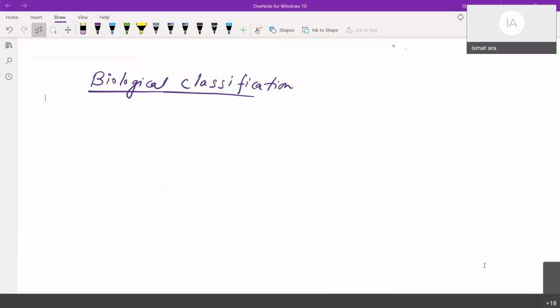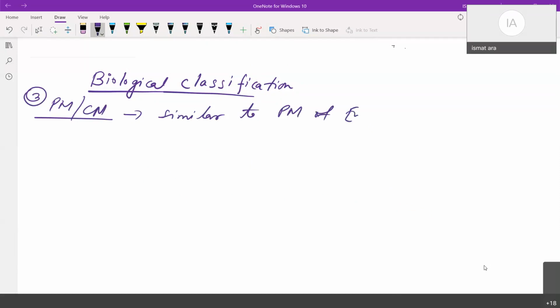Plasma membrane or cell membrane. Now, this plasma membrane is similar to the plasma membrane of eukaryotes. Similar in the sense that they are lipoprotein in nature. Lipo means lipid part, and protein is attached with the lipid.